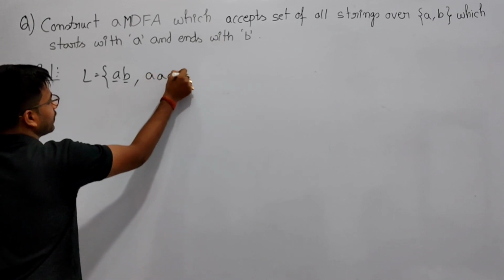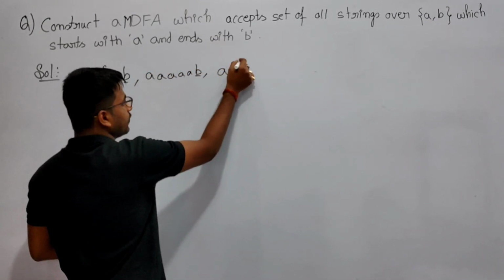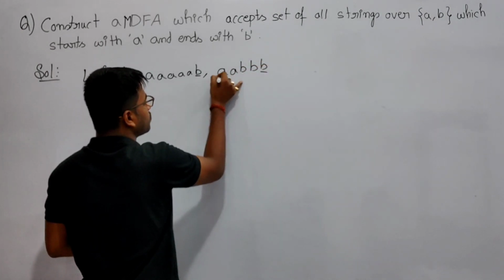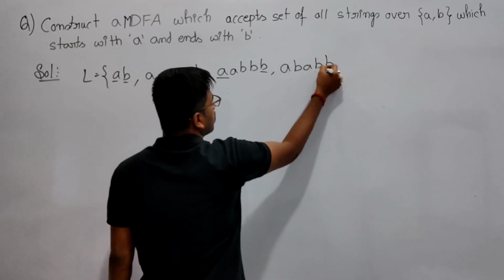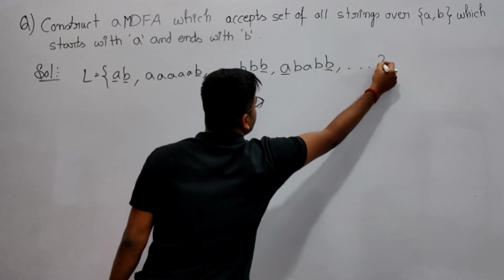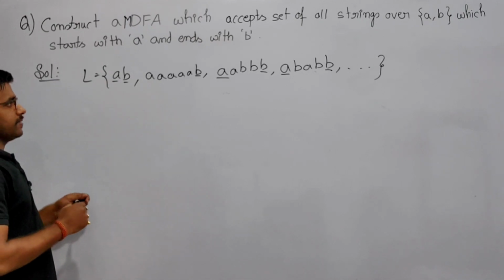A, then again any number of A, then B. And after getting B, again A, B, B, then any number of B. Starts with A, ends with B. Now A, B, A, B, A, B. See, it starts with A and ends with B. So for this kind of language, we can directly construct a minimal DFA.